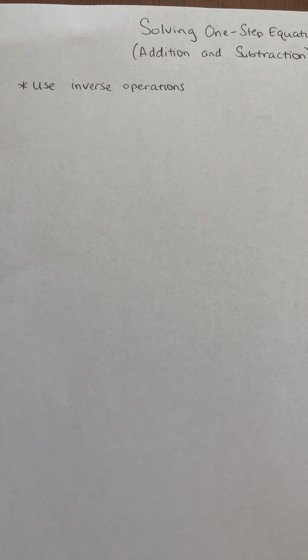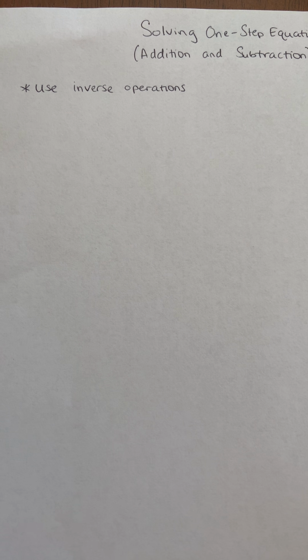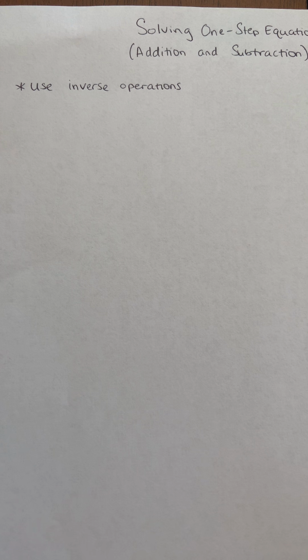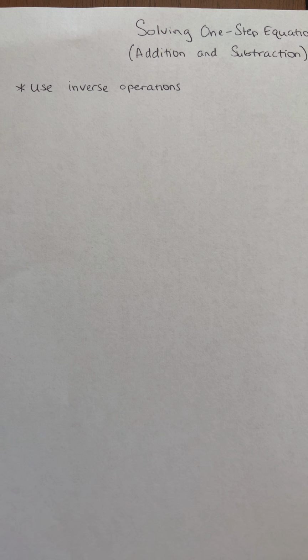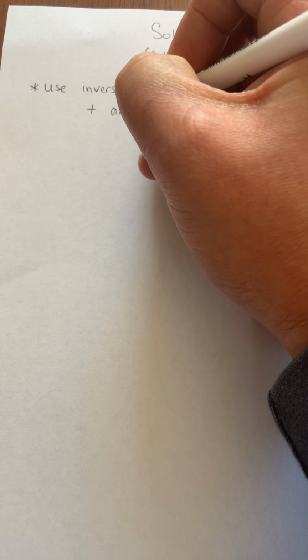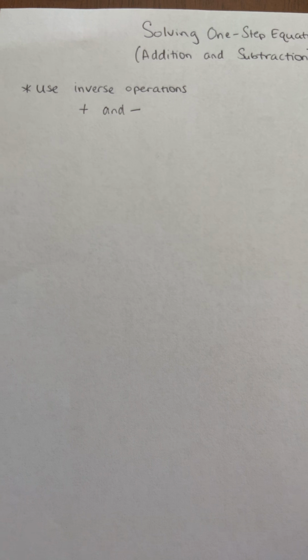The inverse operations are operations that in addition and subtraction will make zeros, and in multiplication and division will make ones. So for example, if I do 5 take away 5, that's 0. So the inverse operation of addition is subtraction. So that's what we're going to use today when we solve these problems.